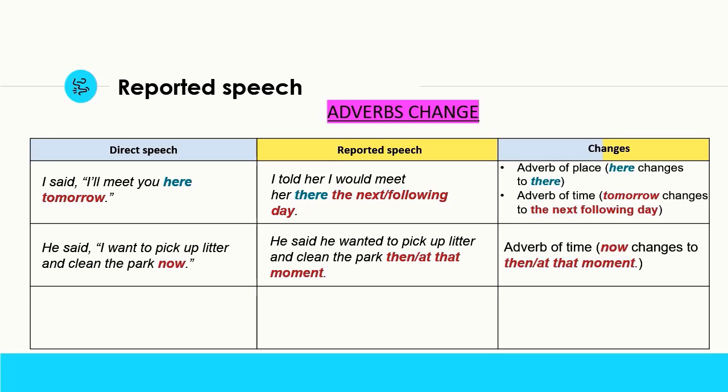Let's move to the next example. He said, I want to pick up litter and clean the park now. The adverb of time now is changed to then, or at that moment.